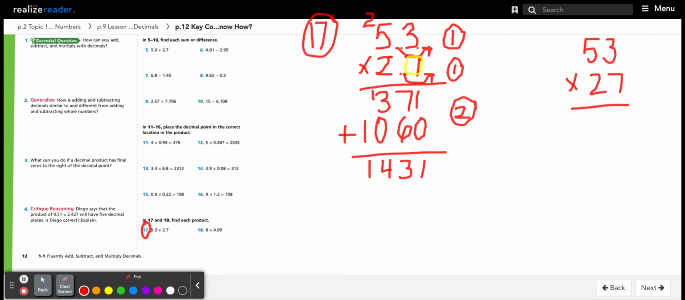So now I have 1,431, but I can't forget about the 2 over here. So my decimal point's at the end of my number, I'm going to move it back into the problem twice. 2 times to the left back in, and that means my final answer is 14 and 31 hundredths.